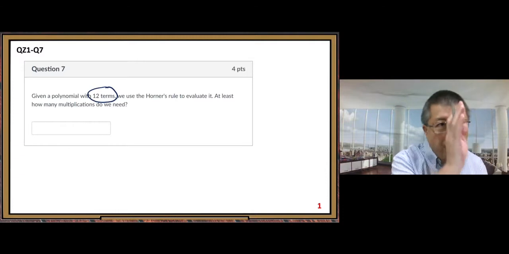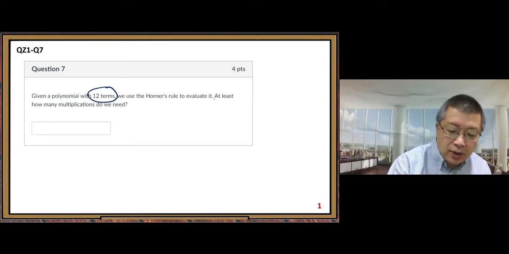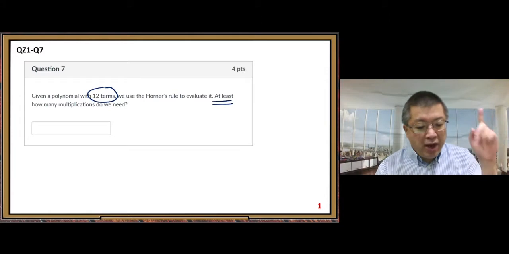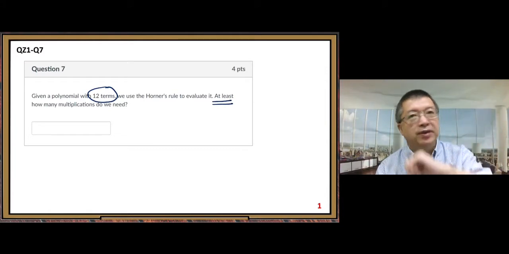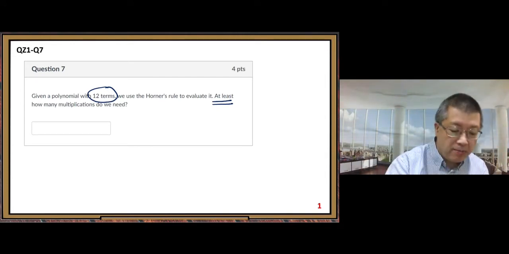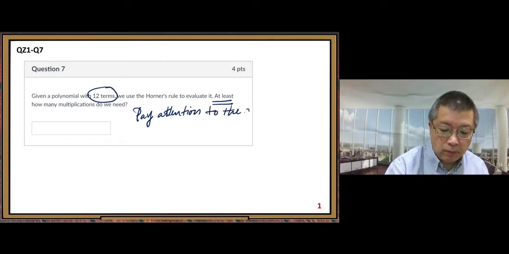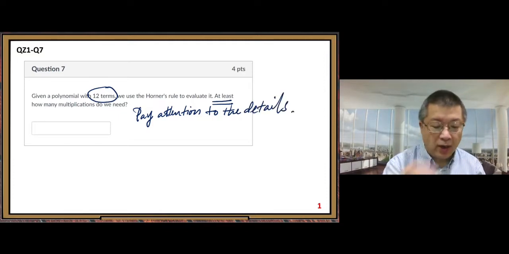Here I said 12 terms. We use the Horner's rule to evaluate at least how many multiplications do we need. Here, this question is designed to check you, so if you can pay attention to the details. What kind of details? All right.